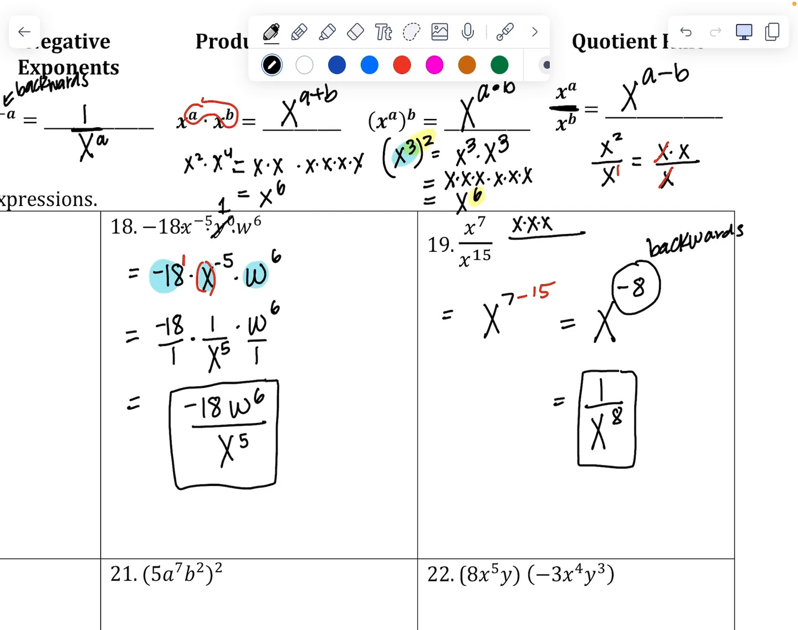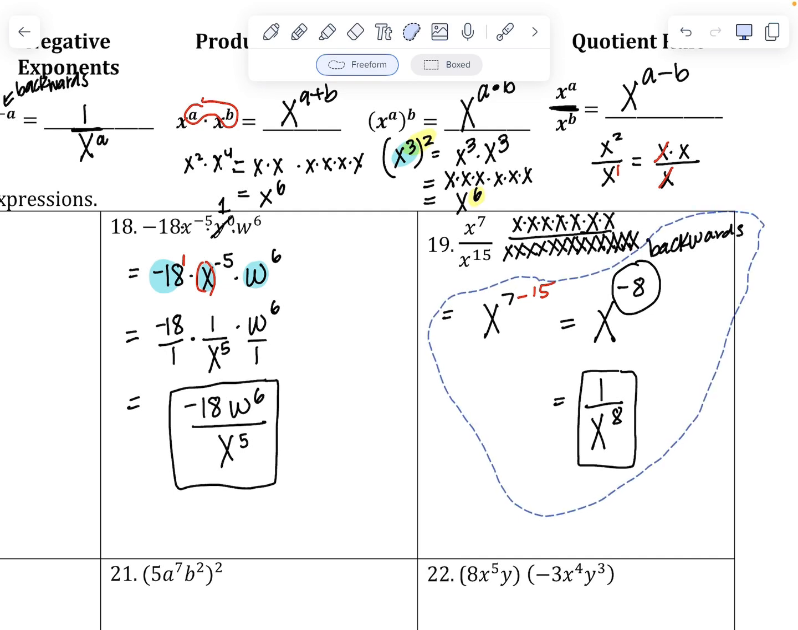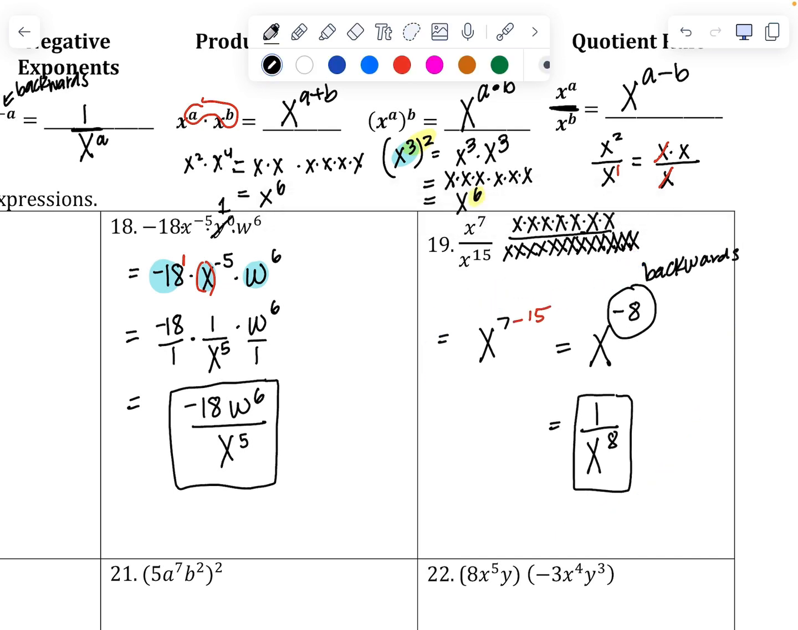1, 2, 3, 4, 5, 6, 7 over 1, 2, 3, 4, 5, 6, 7, 8, 9, 10, 11, 12, 13, 14, 15. Let me see if I can move this down a little bit. And then you know that you have the same copy on top, same copy on the bottom, and you get a nice number down there, x to the power of 8. 1, 2, 3, 4, 5, 6, 7, and I think I crossed out one more.